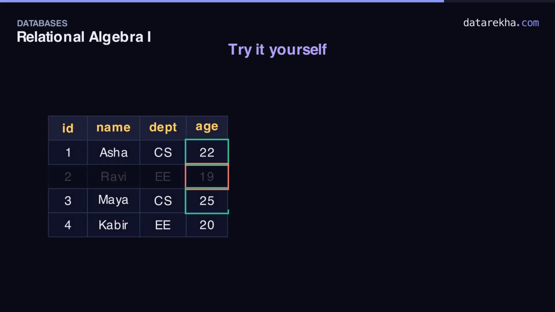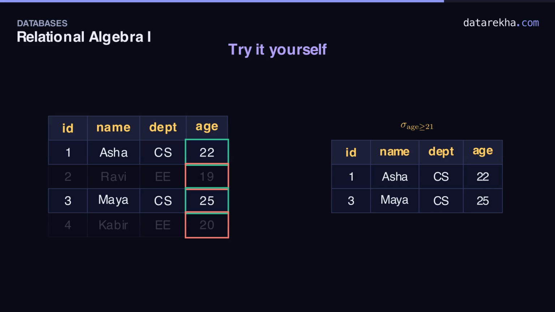Age at least 21. Asha is 22. Yes. Ravi 19. No. Maya 25. Yes. Kabir 20. 20 is below 21. So no. That keeps Asha and Maya. So after selection, we have two rows. Asha in CS and Maya in CS.